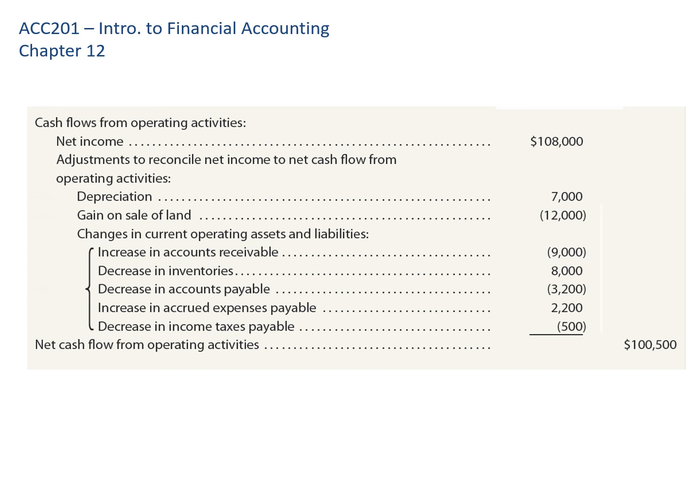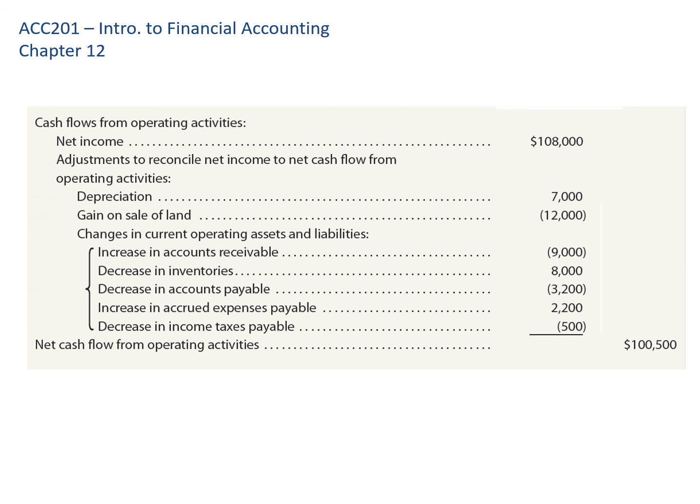Then I had a decrease in inventories of 8,000. That has a positive impact on cash flow. I have a decrease in accounts payable. So that means I paid this year's bills and some of last year's stuff. So that's a negative impact on cash flow of 3,200. An increase in accrued expenses payable. So increases have the opposite impact, 2,200. And then a decrease in income tax payable. That means I paid this year's income taxes and some of what I owed from last year. So that's a negative 500.